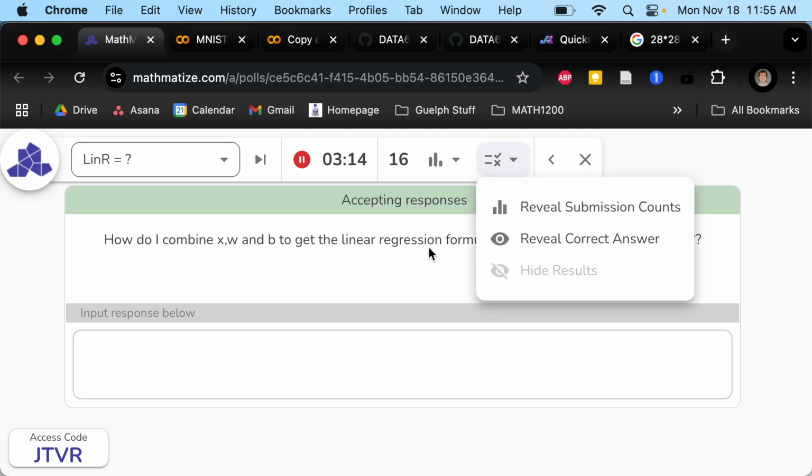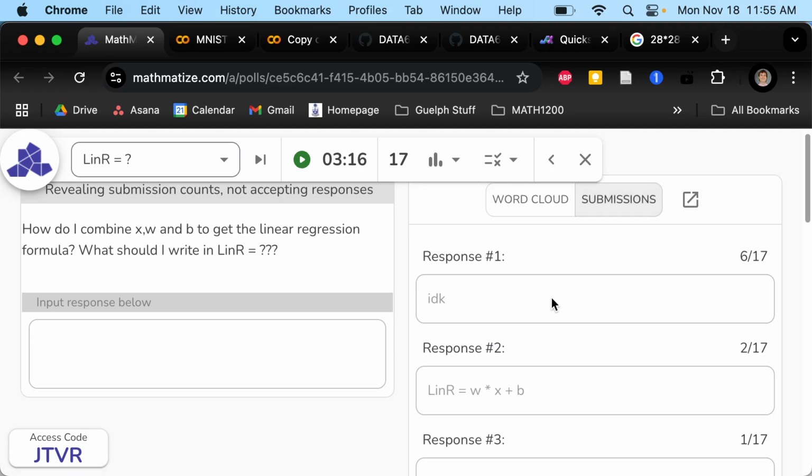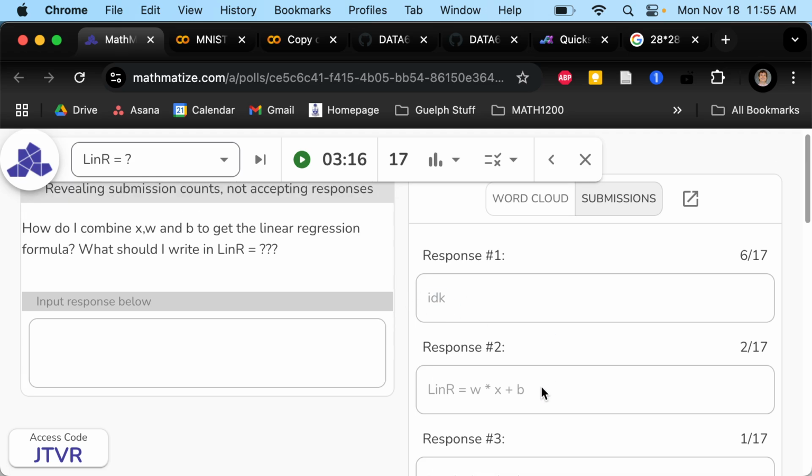Okay, let's get a nice little word cloud of the answers. I don't know. Very good answer. So this is a great answer. Okay, most common answer is W times X plus B. This is very tempting, and this looks like what it should be, morally speaking. If you do this, the computer will not complain. The computer will put it in and be like, yeah, sure, no problem, W times X plus B, and it's not what you want. So this is why I'm doing this question, to warn you away from W times X plus B, because W times X plus B is something, but it's not the something we want, okay?